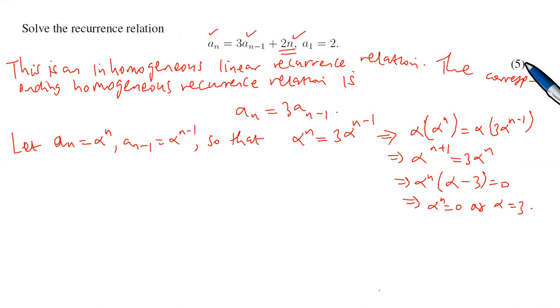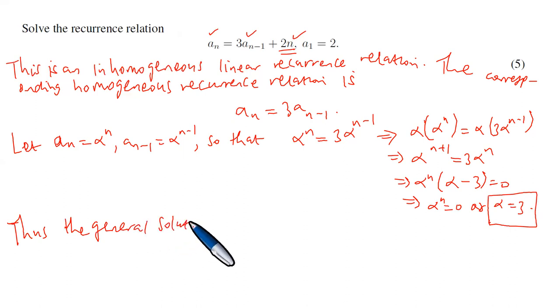Right, but we are actually interested in this part. Right, we're interested in that part. You see, because we're interested in that part, thus the general solution. The general solution is a_n equals A times 3 to the n. Okay, the general solution is that one.